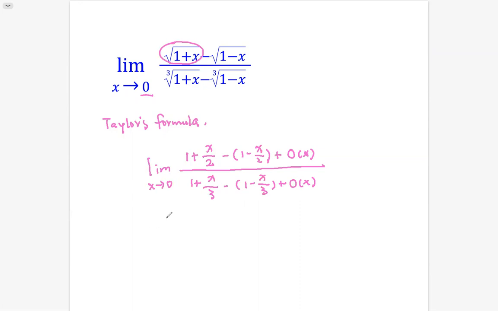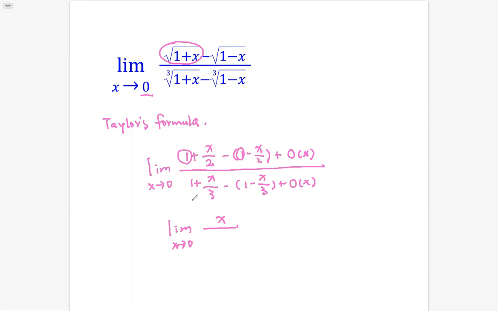Now, let's simplify a little bit. The numerator has 1 minus 1, that becomes 0. Then x over 2 minus a negative becomes plus. So x divided by 2 times 2, I will get x. Keep writing limit. We get x in the numerator. Just ignore the tails.